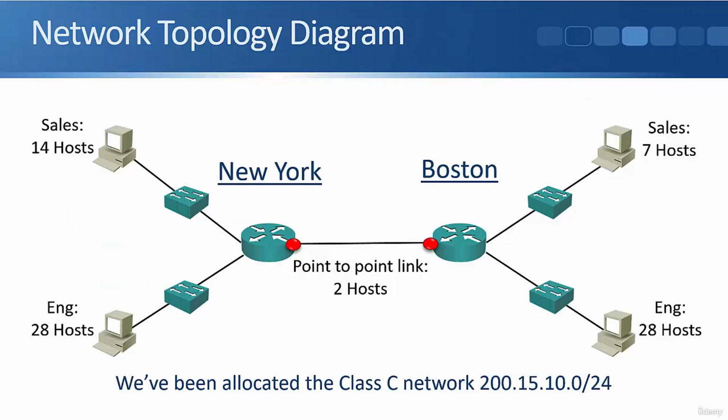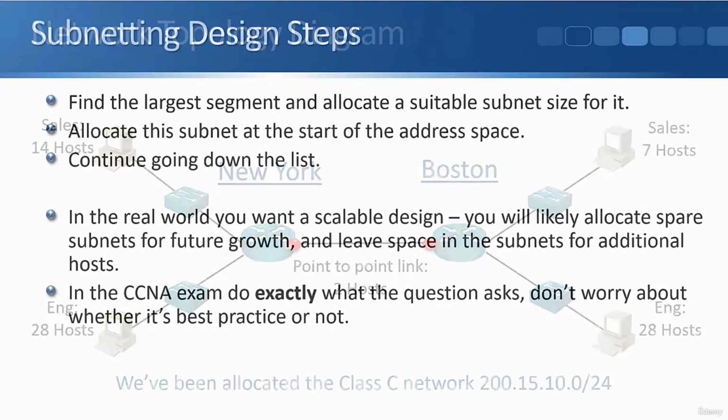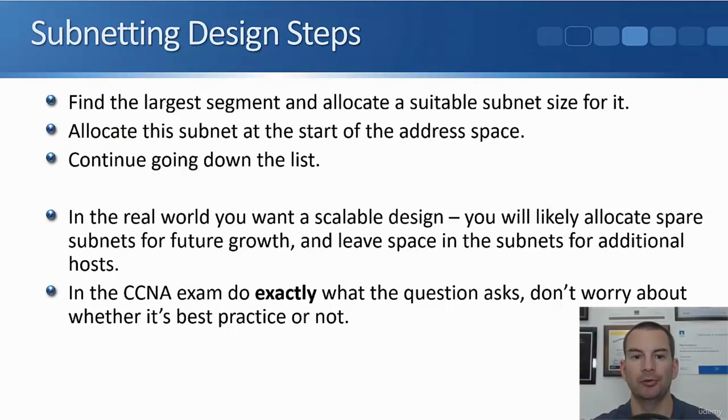Another thing that we need to do is don't forget about our point-to-point links between the routers. They need to have connectivity between each other, so they're going to need IP addresses too. It's a point-to-point link, so we've just got 2 host IP addresses there. The outside interface on the New York router is connected to the outside interface on the Boston router. So that was our requirements.